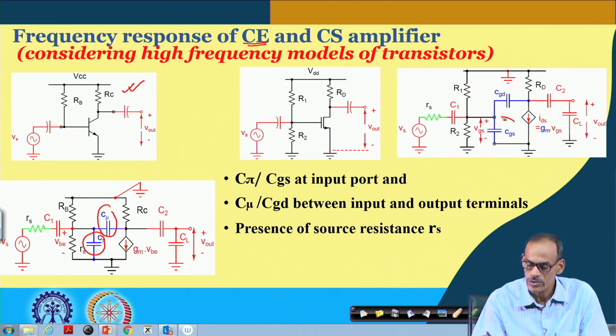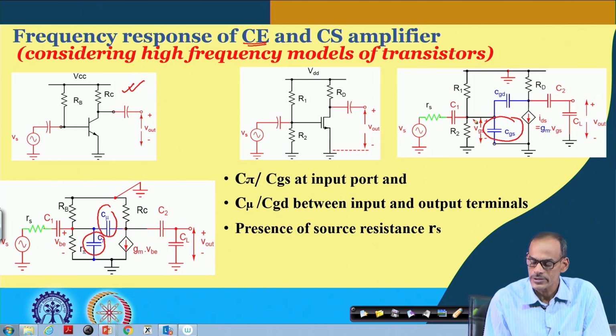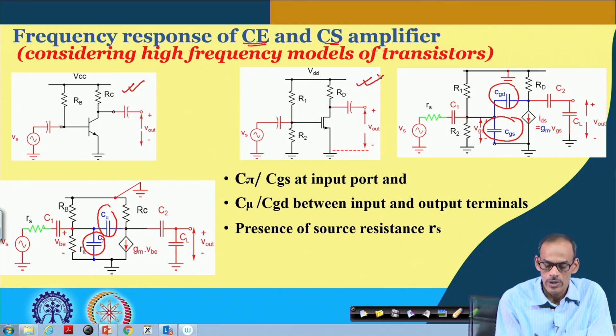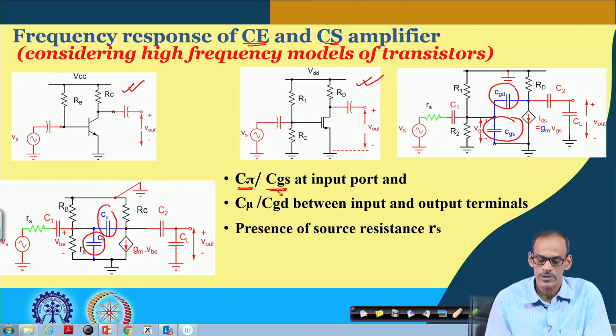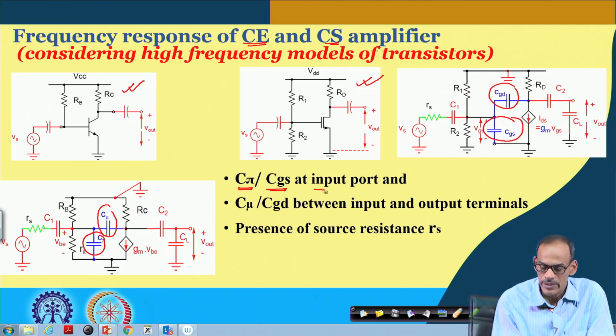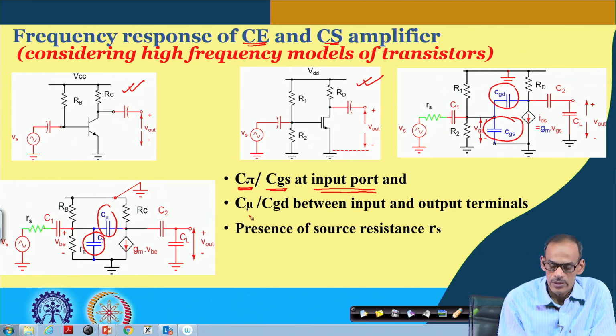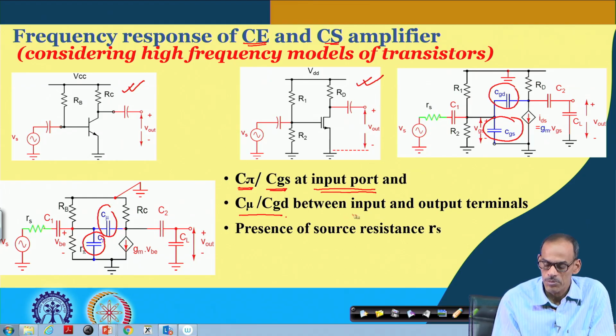Likewise, here we need to consider CGS and CGD for the common source amplifier. So, this C pi or CGS, depending on whether we are talking about a common emitter or common source amplifier, increases the input capacitance, or contributes to the input port capacitance. And then we have C mu or CGD, which is the bridging capacitance between the input and output terminal.